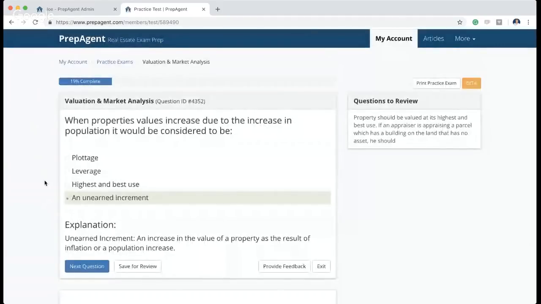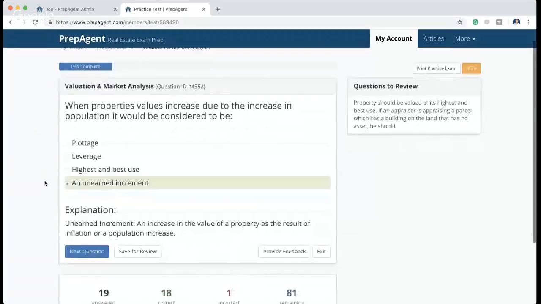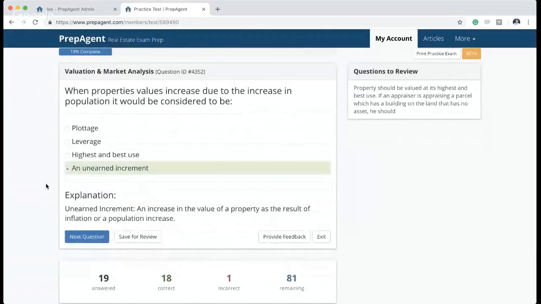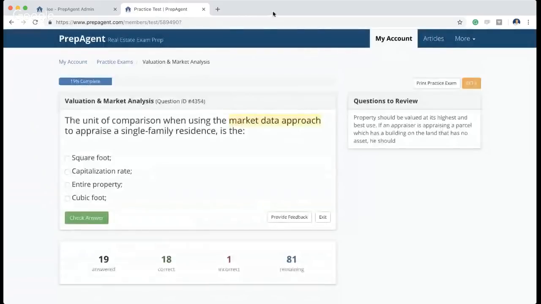And the answer is D. The unit of comparison when using the market data approach to appraise a single-family residence is the A, square foot, B, capitalization rate, C, entire property, or D, cubic foot.